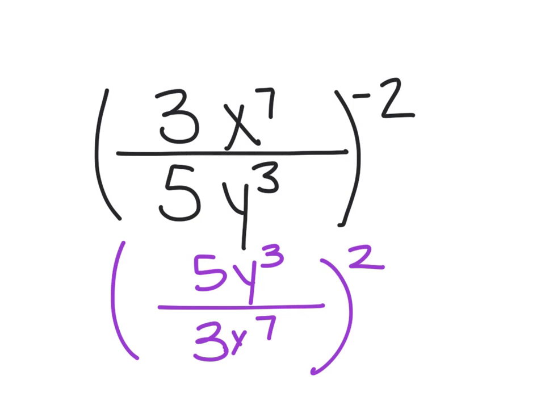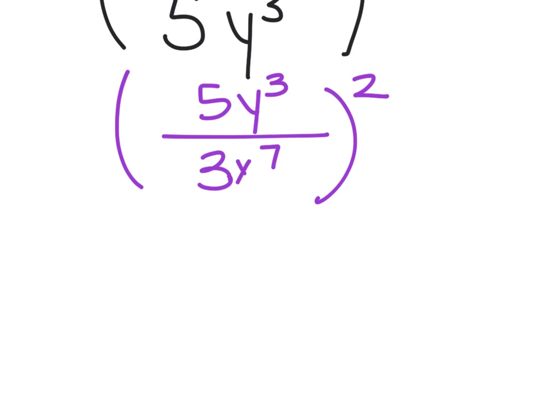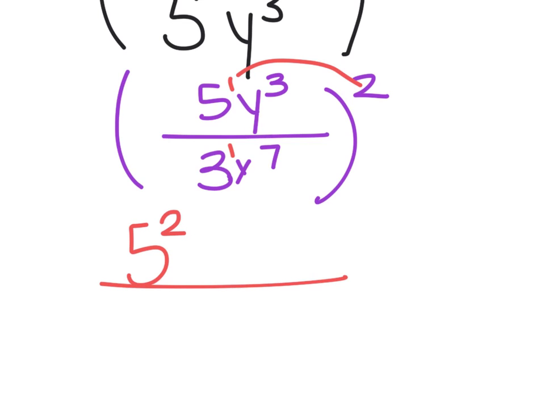And I can distribute that exponent in. So I'm going to go ahead and give my coefficients an exponent because they don't have one, just to help me out. So 2 times 1 is going to give me 5 squared. 2 times 3 is going to give me y to the sixth. 2 times 1 is going to give me 3 squared.